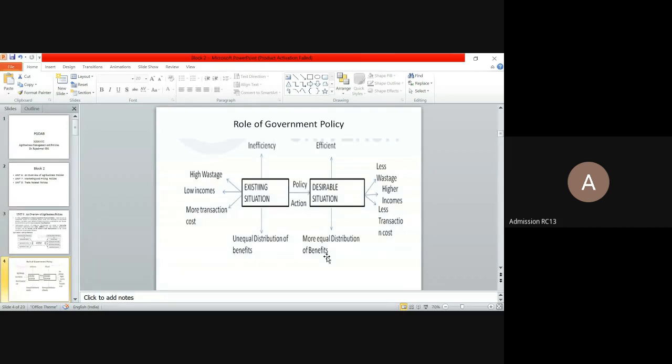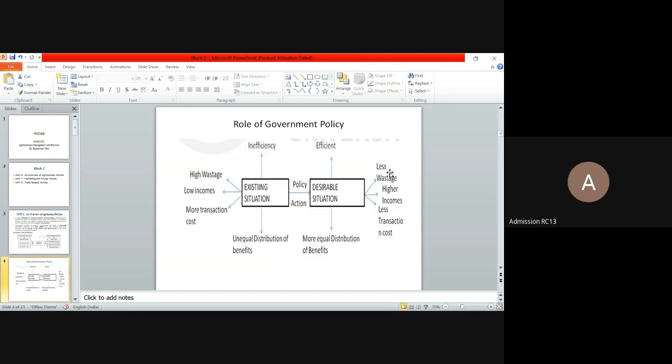Each individual person can take advantage of the schemes given by the government. So more equal distribution of benefits will be there, and if that is the case, you can see the right hand side arrow marks. What this shows is less wastage, obviously. When less wastage is there, your cost will be reduced, and if cost is reduced, there will be less transaction cost, and when the cost and the transaction cost are less, you would end up with higher income. So these are the direct and indirect effects of government policies.